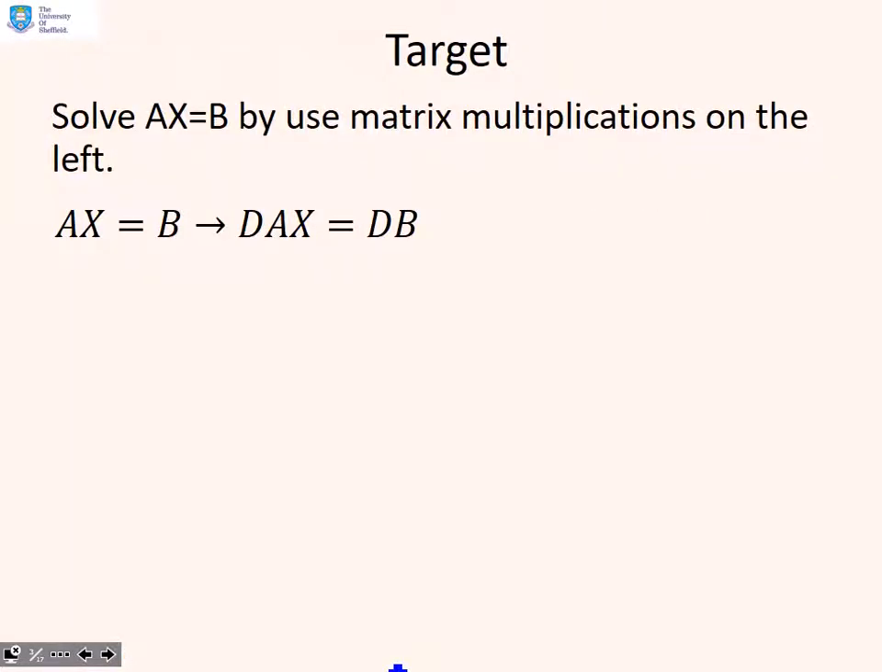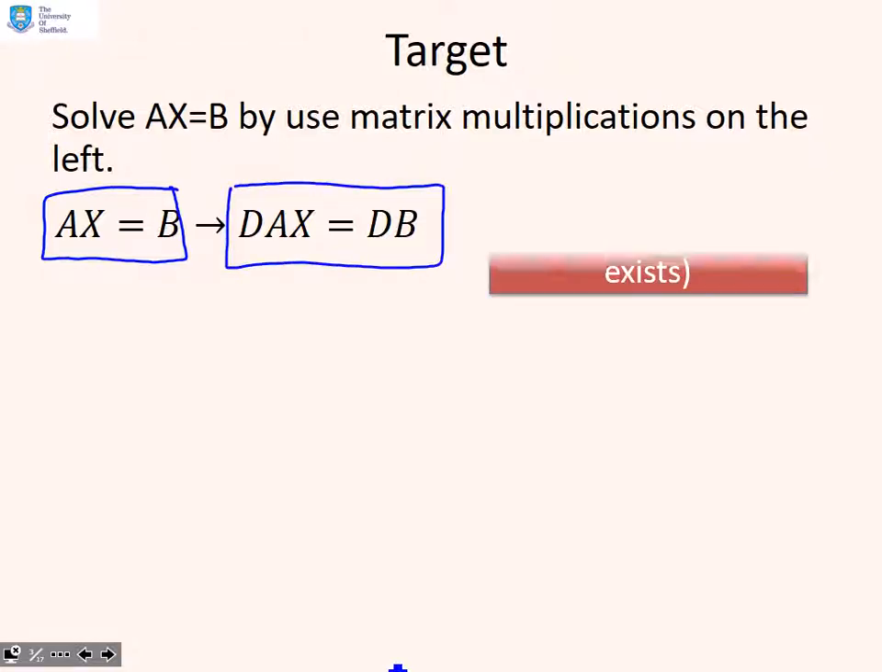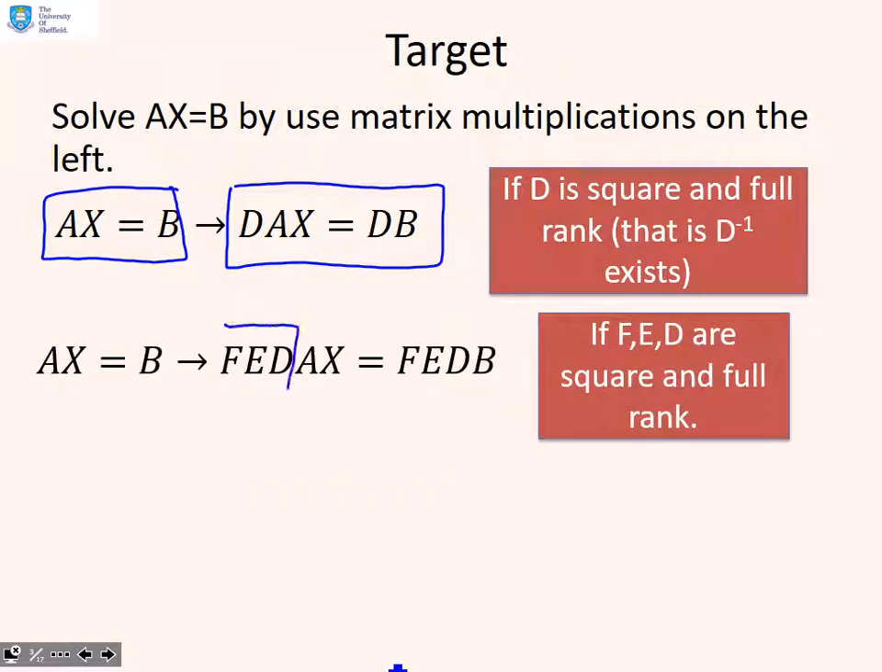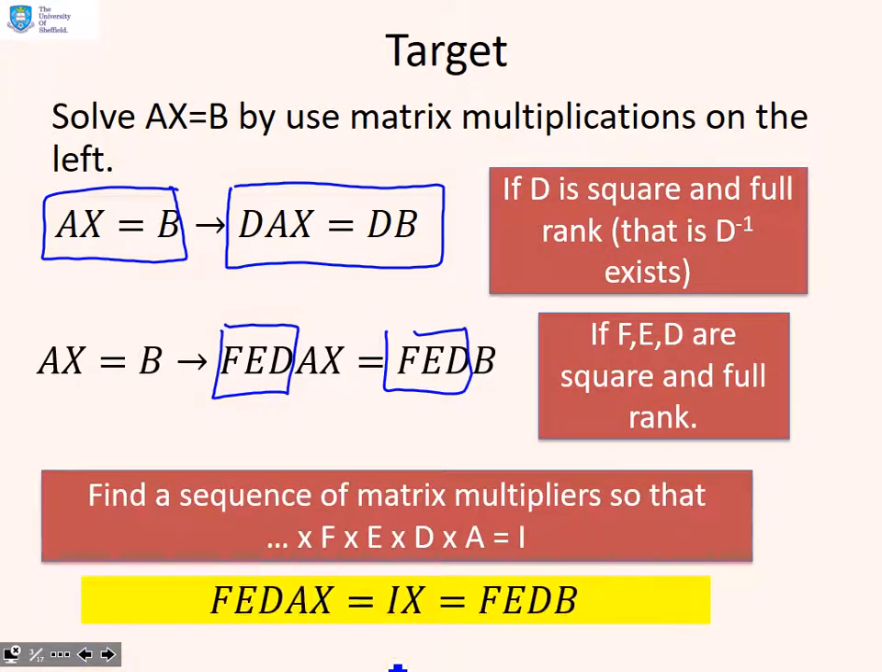So just a reminder of what we're saying: if you have original equations of the form Ax = b, equivalently you could solve the expressions DAx = Db as long as D is full rank. Or you could indeed have a number of pre-multipliers, FEDAx = FEDb, as long as F, E and D are full rank. And so our goal is to find a sequence of pre-multipliers so that when we multiply A, we end up with just I, and then we get Ix = FEDb.